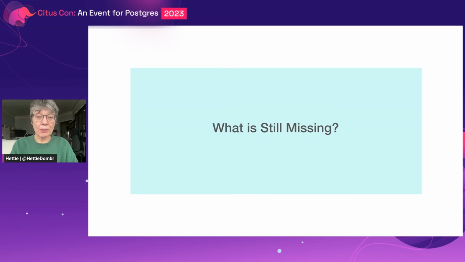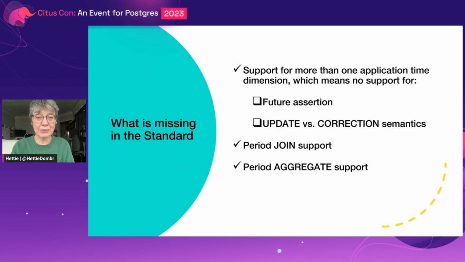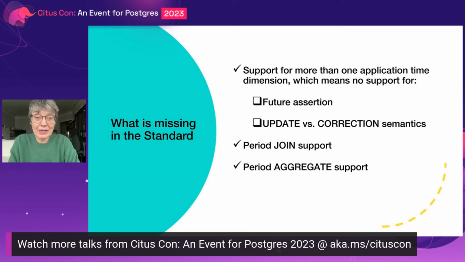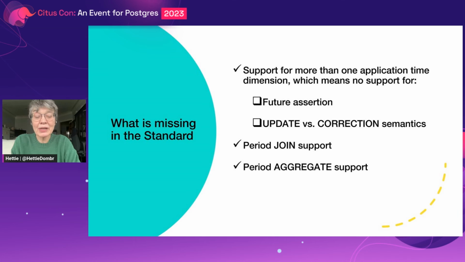Okay. So what is still missing? Let's do one more sweep through all of what we just talked about and highlight what is missing. First, what is missing in the standard, because we still want to live by the standard and make sure the standard covers everything. Support of more than one application time: having done two-dimensional application time for a very long time, I can tell you that future assertions are extremely helpful. The update versus correction distinction is extremely helpful, and this is not reflected in the standard.